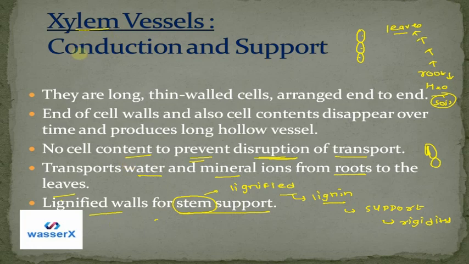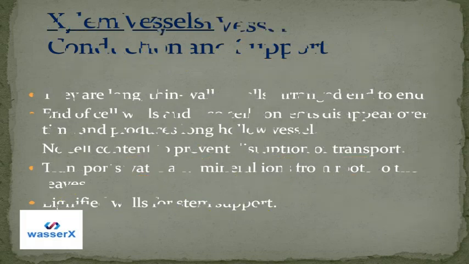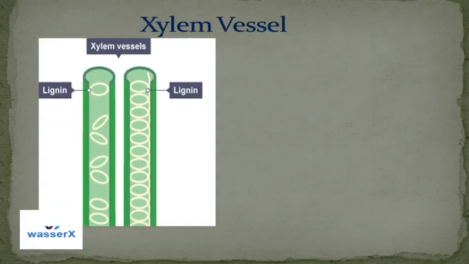So this is how xylem vessels help in conduction of water and minerals, and they help in mechanical support. The support is in the form of mechanical support. Okay. Now let's see how it looks. So these are xylem vessels. You can see that in stem there is a thickening of lignin here.